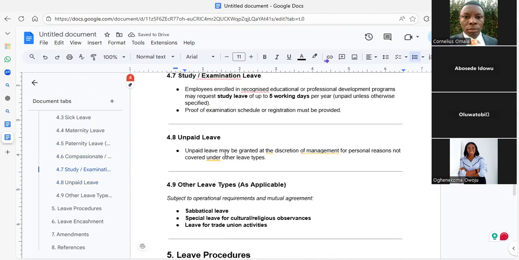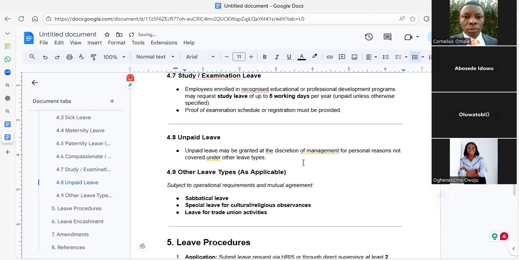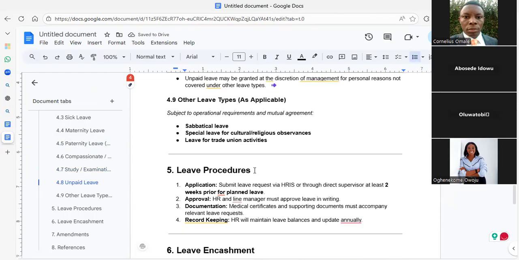Then unpaid leave may be granted at the discretion of the management for personal reasons not covered under the leave policy. For example, now you need to take a break off work and you want them to keep the work for you. So what do you do?